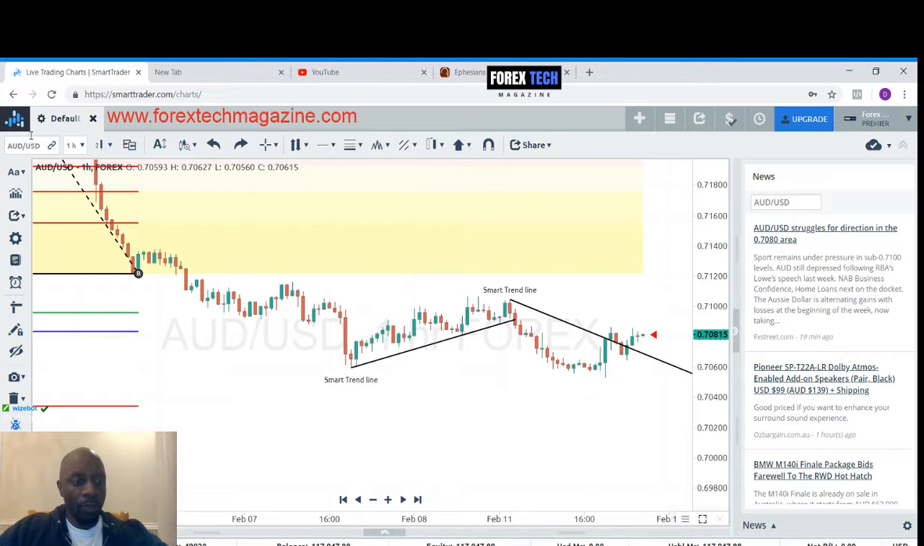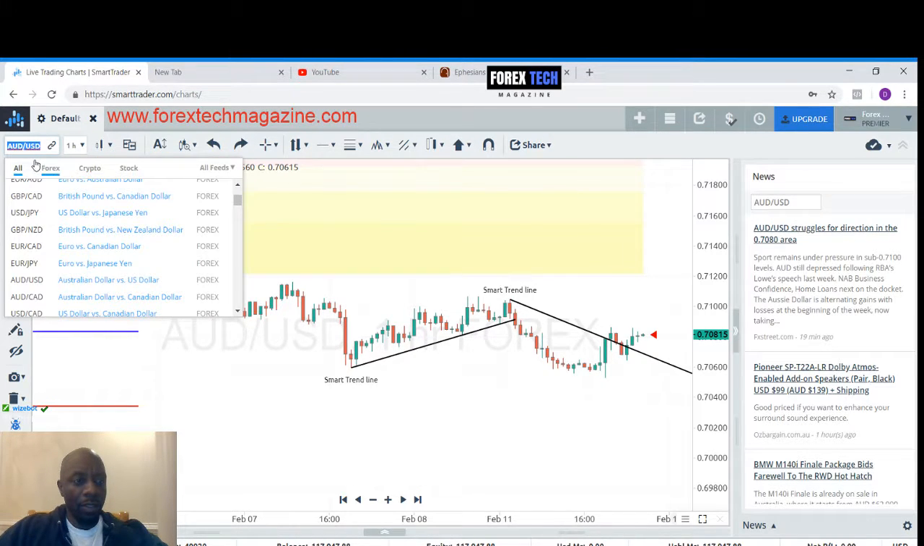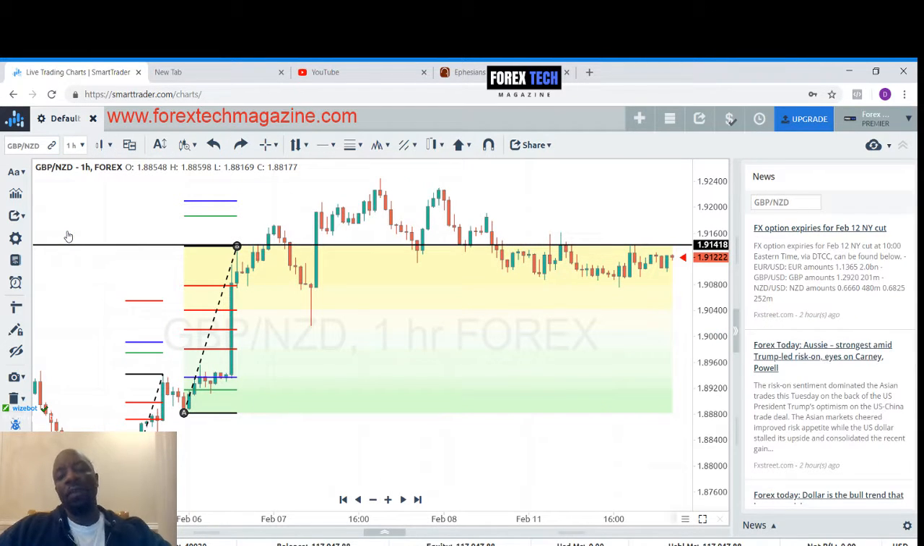We'll come back to this one here. That's the Aussie US dollar. Usually that's our last pair of the day that we get in before we close it out. So we'll keep that consistency in place.